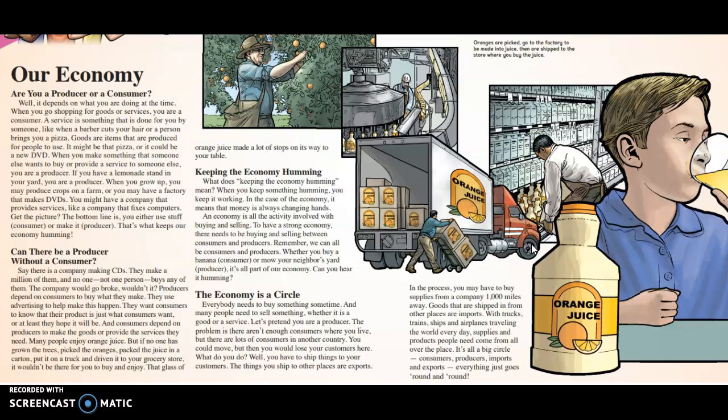Many people enjoy orange juice, but if no one has grown the trees, picked the oranges, packed the juice in a carton, put it on a truck, and driven it to your grocery store, it wouldn't be there for you to buy and enjoy. That glass of orange juice made a lot of stops on its way to your table. Okay, and right up the top it says oranges are picked, go to a factory to be made into juice, then are shipped to the stores when you buy the juice. Okay, so lots of different steps there.